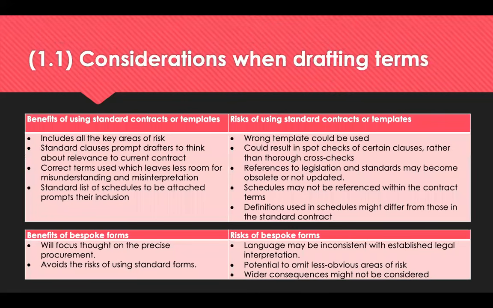So now we're going to look at the risks and benefits of using standard contracts or templates versus using bespoke forms. So if we're looking at using standard contracts or templates, the benefits of that is that all the key areas of risk will be included, and it will prompt the drafter to think about the relevance of that current contract. You can correct the terms, which leaves less room for misunderstanding and misinterpretation. And standard lists or schedules can be attached to prompt their inclusion.